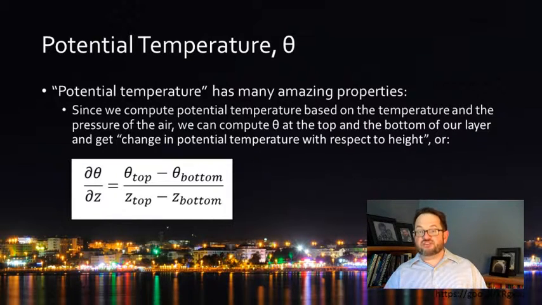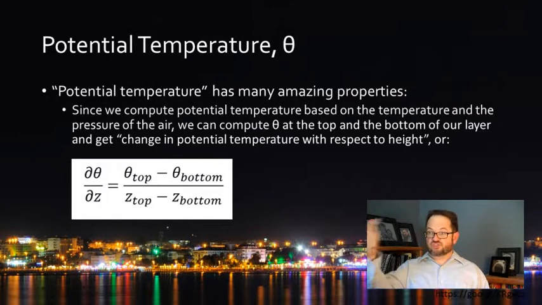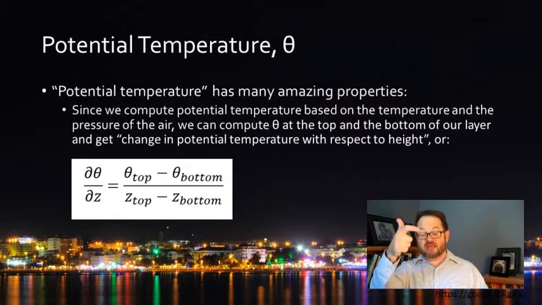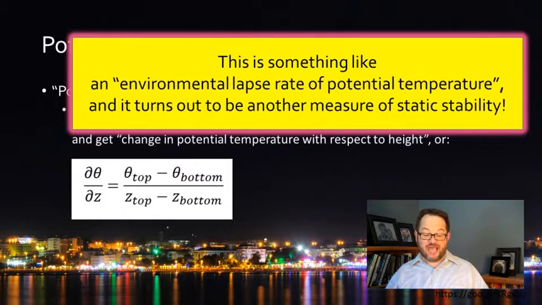Since we compute the potential temperature based on the temperature and the pressure of the air, you can compute the potential temperature at the top of some layer of the atmosphere and at the bottom of the layer of the atmosphere. So you would get a change in potential temperature over the range of heights. You could figure out effectively an environmental lapse rate of the potential temperature. You can see how we could just do it there with the math, and it would be just like the potential temperature at the top minus potential temperature at the bottom divided by how far apart they are.